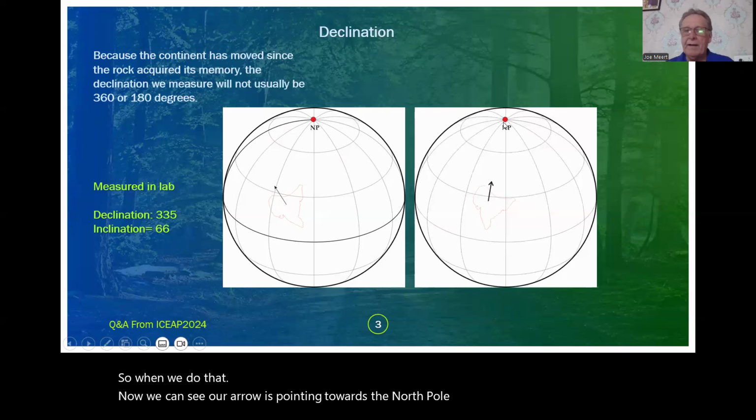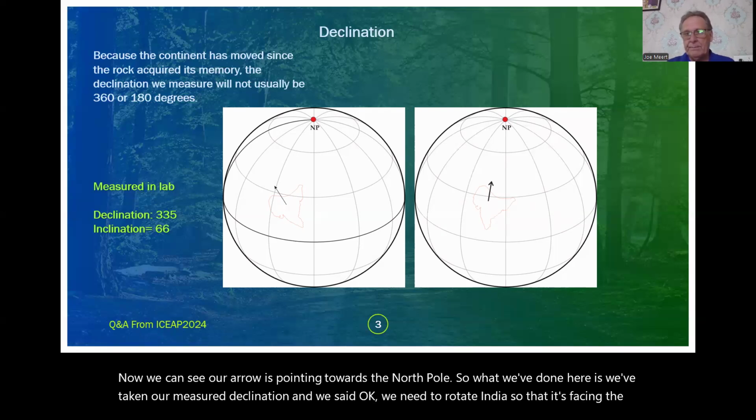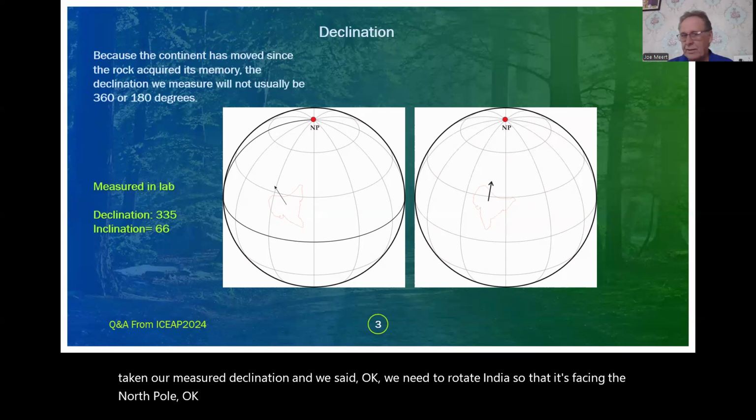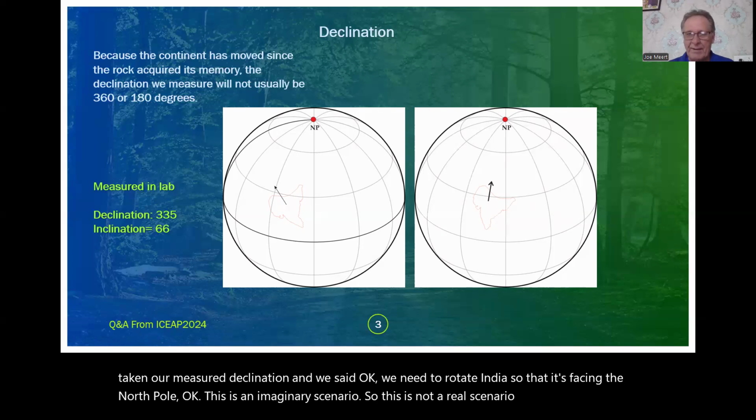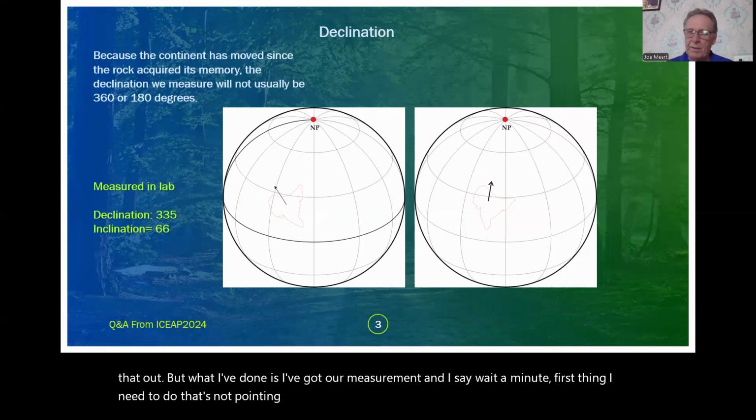So what we've done here is we've taken our measured declination and said, okay, we need to rotate India so that it's facing the North Pole. Okay, this is an imaginary scenario, not a real scenario. I just want to point that out. But what I've done is I've got our measurement and I say, wait a minute, that's not pointing towards geographic north. I need to rotate it so it points geographic north. And that's what I've done here.